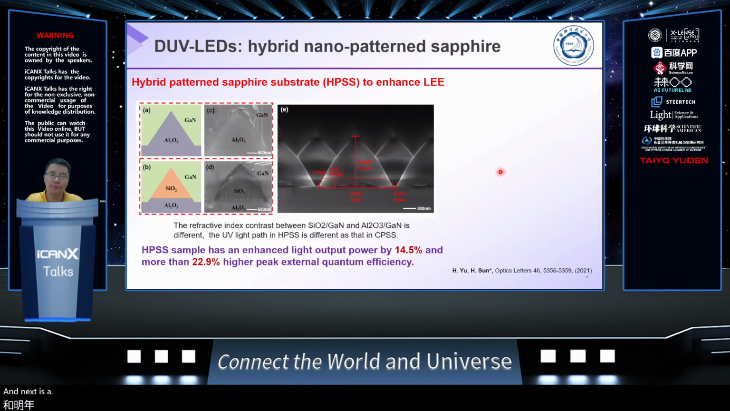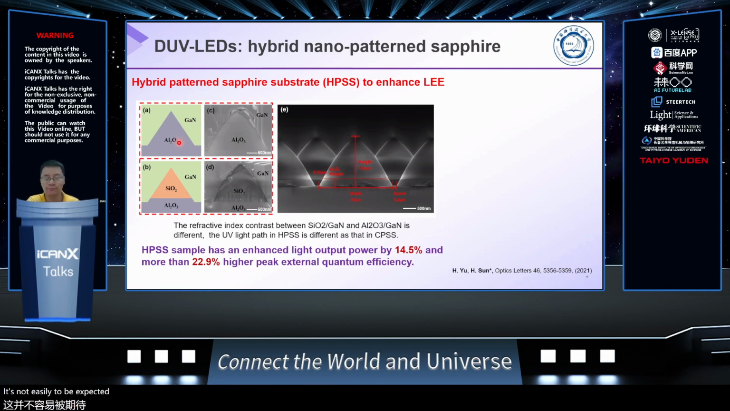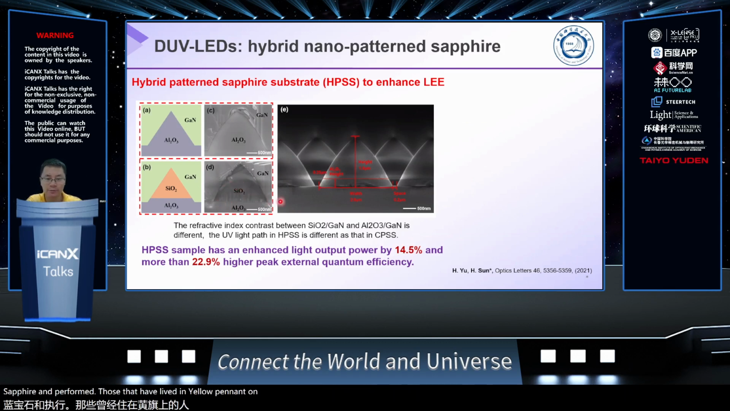Next, we will introduce the hybrid nano pattern sapphire substrate. Normally, we use this kind of patterned sapphire substrate, but with the sapphire substrate and the gallium nitride, the light coming out is not easily extracted. The photons are not easy to extract. By introducing a silicon oxide on top of the sapphire to form the hybrid nano pattern sapphire substrate, we are able to introduce a different refractive index. Due to the refractive index contrast between the silicon oxide and gallium nitride, and aluminum oxide and gallium nitride, the UV light can be extracted more efficiently.